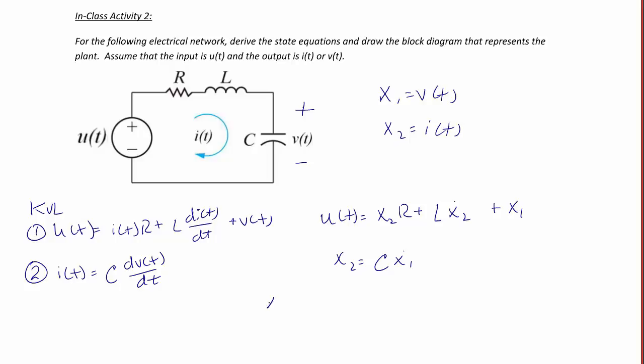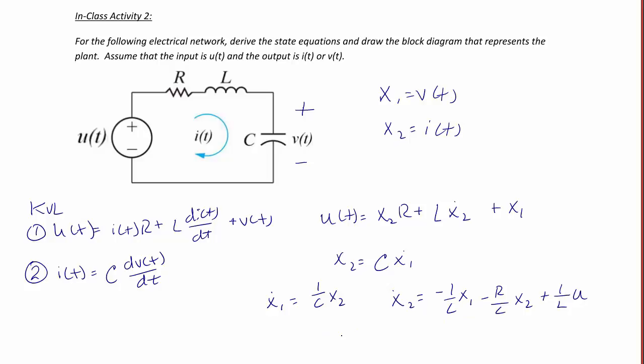x1 dot is equal to 1 over C x2. x2 dot is equal to negative 1 over L x1 minus R over L x2 plus 1 over L U. So now what about our output?